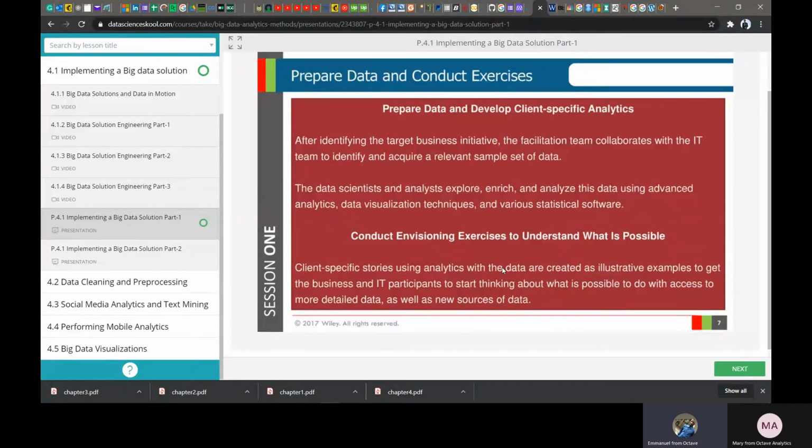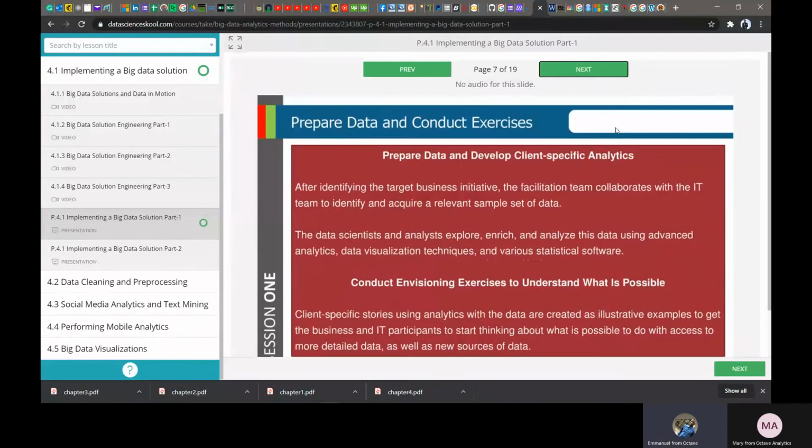If you have more data from different sources, what do you think you can actually achieve out of this? After analyzing the sample we have, they can think, what if we have more data? Then going to the next slide.